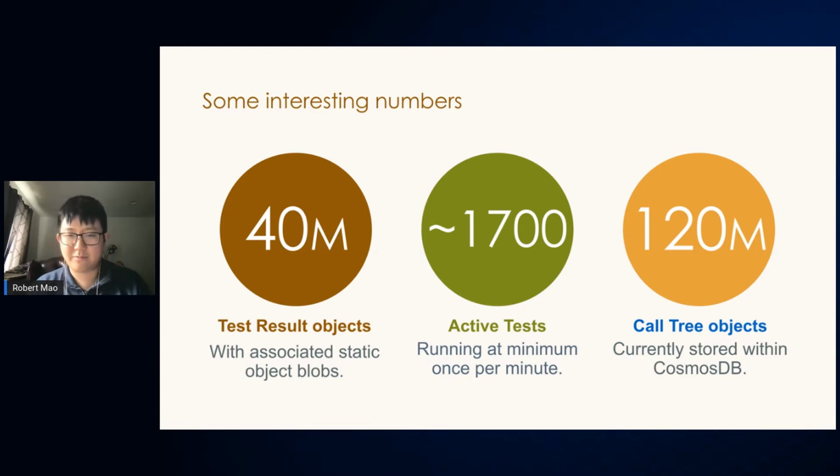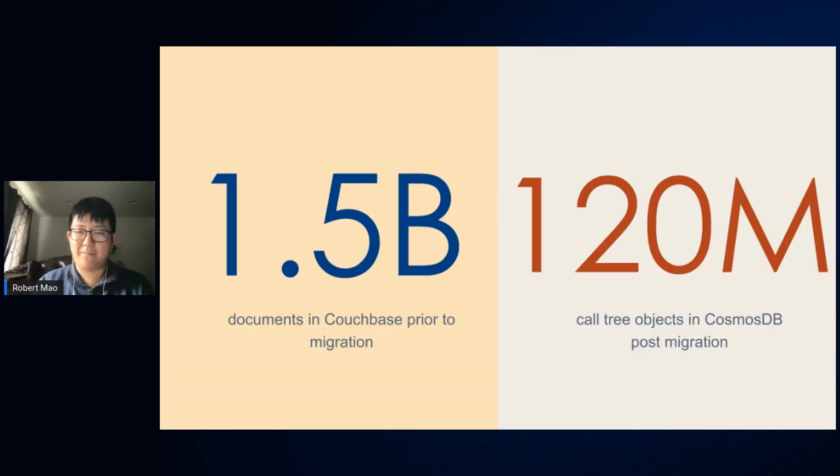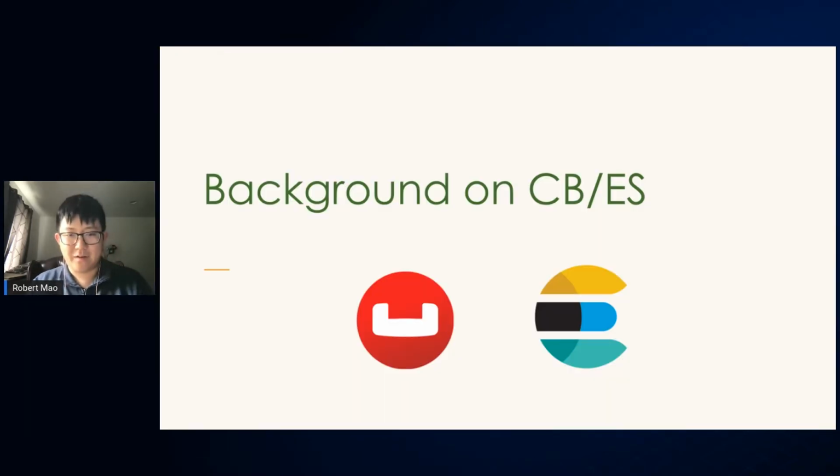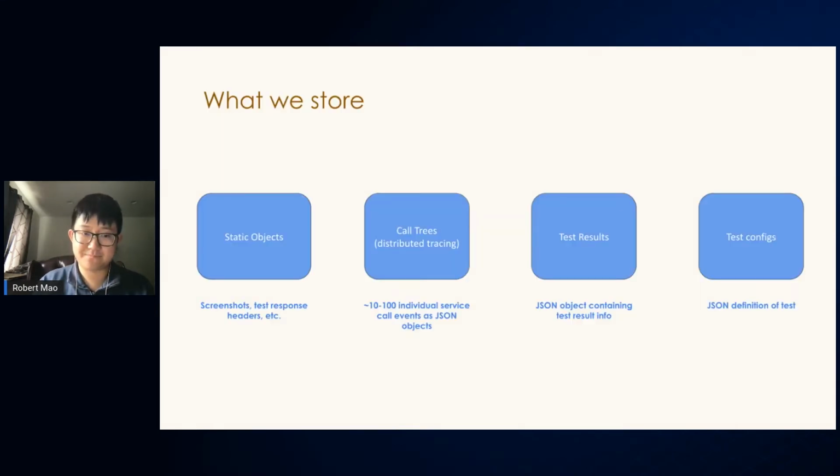And as far as call tree objects, we have about 120 million of them currently stored within Cosmos DB. These 120 million objects in Cosmos DB post-migration came from 1.5 billion call tree documents in Couchbase prior to the migration. So we definitely were able to see significant storage improvements when we made our migration from Couchbase and Elasticsearch over to Cosmos DB. So with that in mind, let's talk about how exactly we ran Couchbase and Elasticsearch.